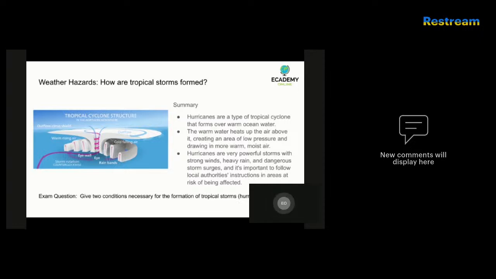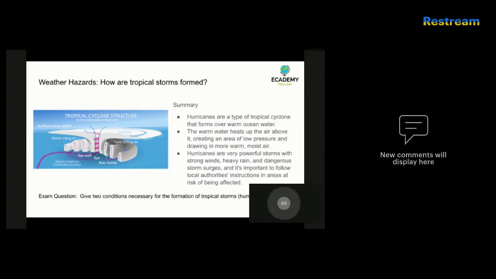Hurricanes are classified by the strength of their winds, with Category 1 being the weakest and Category 5 being the strongest. The wind speeds for each category are as follows. For Category 1, you need to have wind speeds between 74 to 95 miles an hour. Category 2 is 96 to 110 miles an hour. Category 3 is from 111 to 129 miles an hour. Category 4, 130 to 156 miles an hour. And Category 5 has wind speeds above 157 miles per hour.